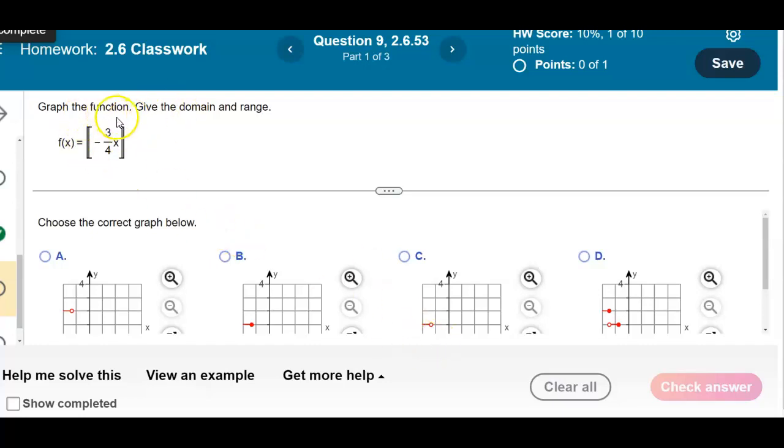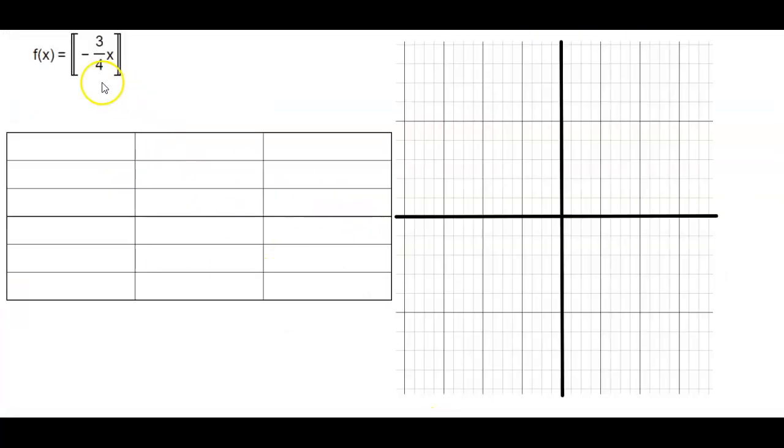Here we want to be able to graph the function and then give the domain and range. We have f of x, which is equal to the greatest integer function of -3/4 x. So what we want to do is graph this function, so we want to make a table.